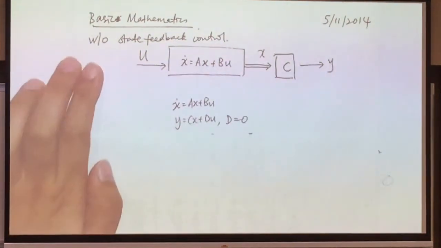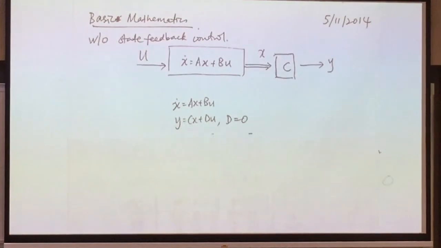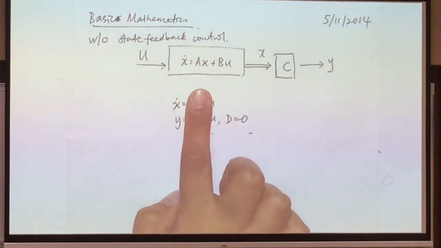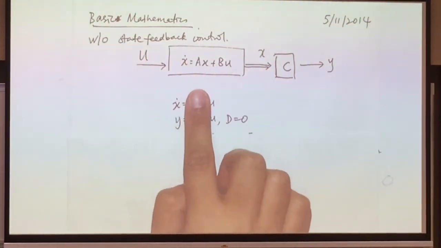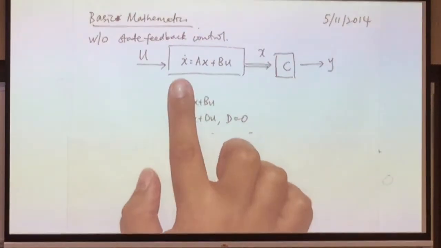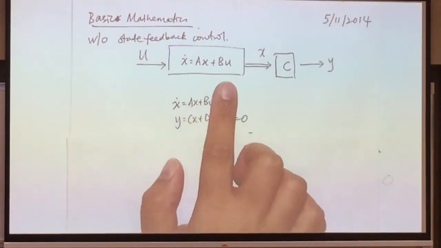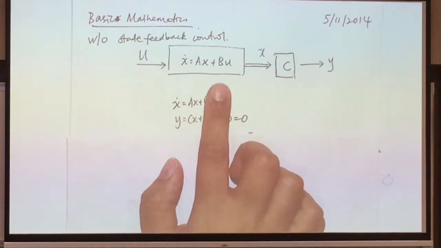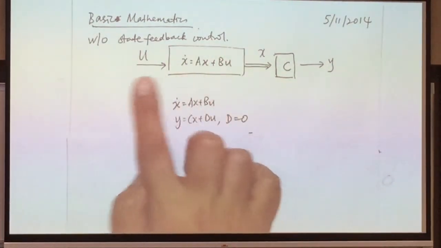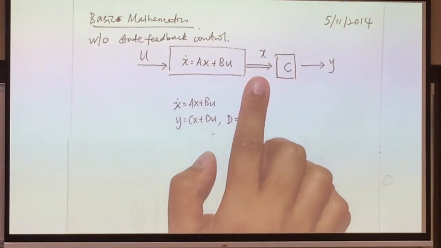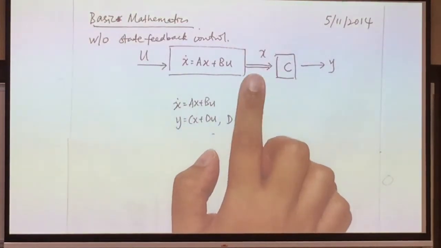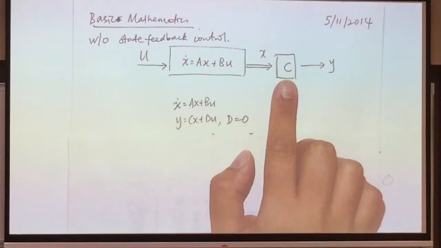So, basic mathematics, without state feedback control. So there's no feedback. Okay? This is your system. So from now onwards, you're going to write a system like this. Instead of P, you write x dot equals Ax plus Bu. This is your system. What does it take in as input? It takes in u. What does it provide as output? It provides x instead. And x times C will give you y.